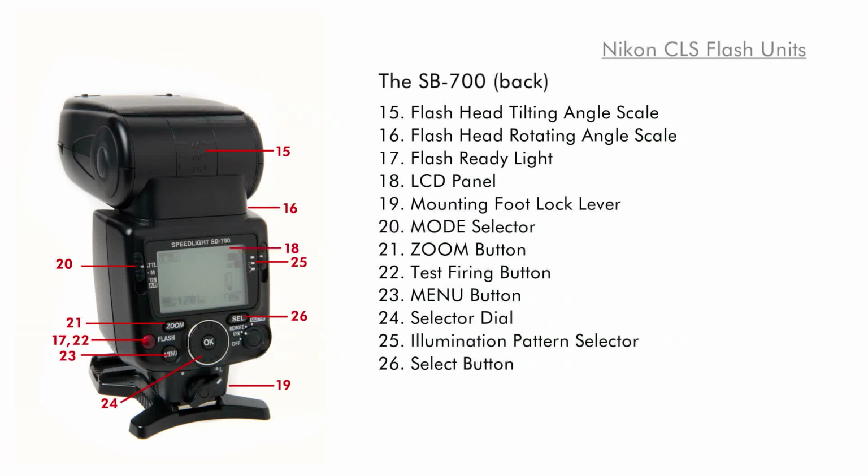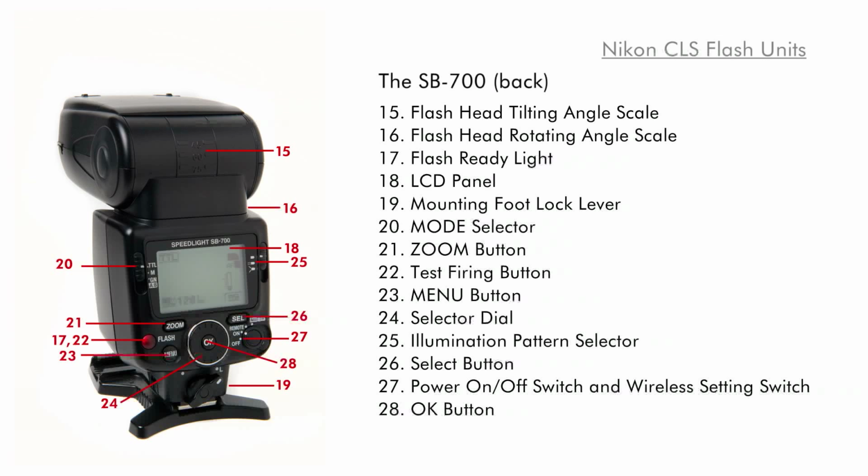This button selects the item to be configured. The power switch turns the flash on or off and lets you set it to work as either a master unit or a remote unit when you're using the wireless lighting system. To switch between master and remote, you have to press the button in the middle of the switch down when turning it. You press the OK button lightly to confirm a setting you've selected.